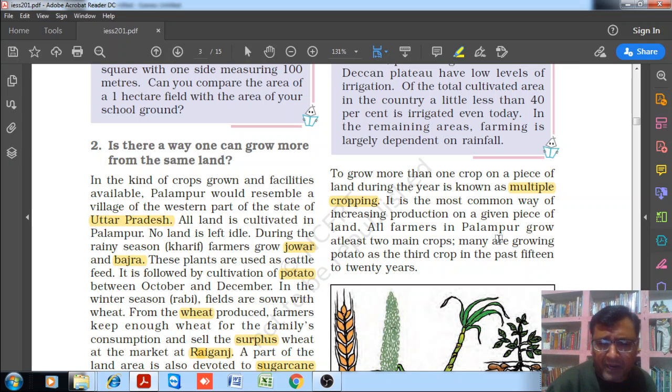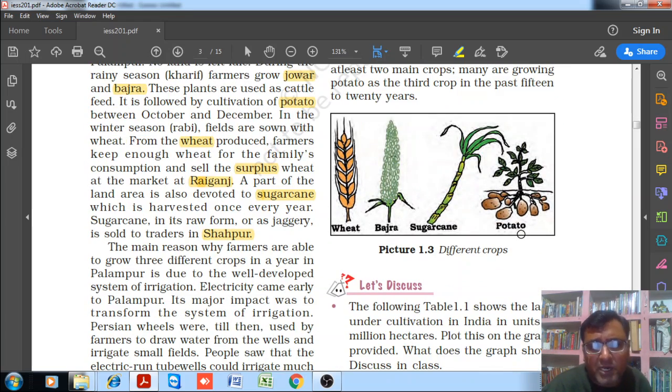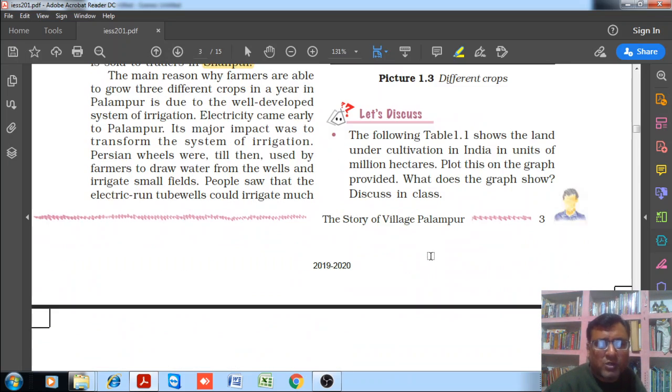All farmers in Palampur grow at least two main crops, like rice in Kharif and wheat in Rabi, at least two. And many other farmers also practice cultivation of a third crop, that is potato, or many other crops like sugarcane. They cultivate that, but it is an annual crop, harvested once every year. So here in the picture you can see wheat, bajra, sugarcane and potato. Rice is also missing here. Those are the major crops which are grown in the village Palampur.